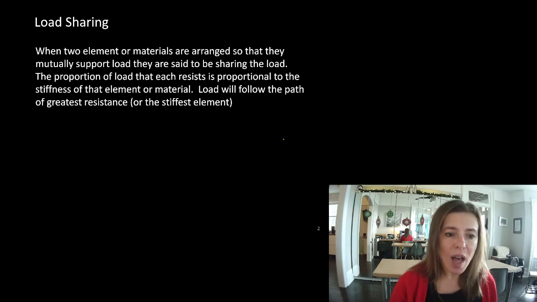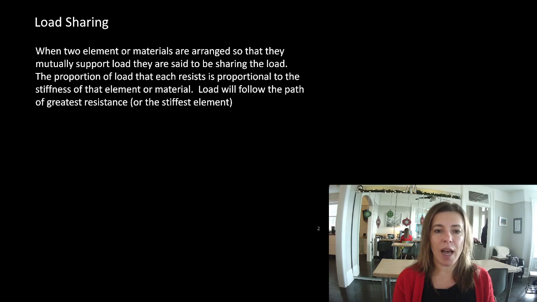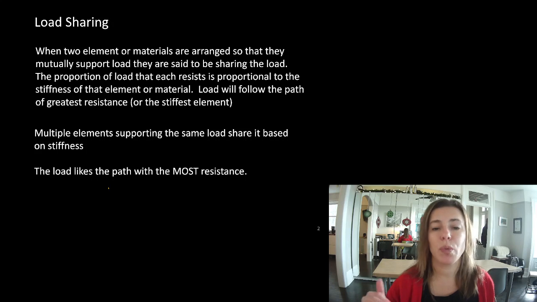So that's a lot to try to explain something you already intuitively know. If you have two things side by side, and you stand on both of them, the load is going to go to the stiffer element, or more of the load is going to go to the stiffer element. What we're saying is that if multiple elements support the same load, they share it based on stiffness. So the load likes the path with the most resistance. And we'll look at a few examples of what I mean to help you understand this intuitively.